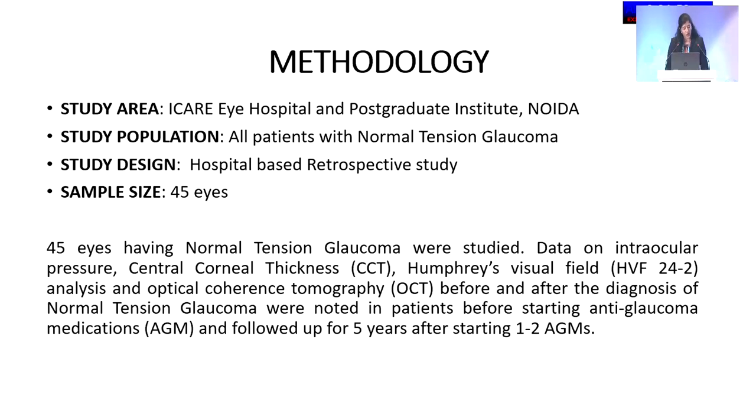So coming to methodology, the study area was Eye Care Eye Hospital and Postgraduate Institute, Noida, and the study population was all the patients with normal tension glaucoma. Study design was a hospital-based retrospective study, and the sample size was 45 eyes. So 45 eyes having normal tension glaucoma were studied, and data on intraocular pressure, central corneal thickness, Humphrey's visual field, and OCT RNFL before and after the diagnosis of normal tension glaucoma were noted in patients before starting anti-glaucoma medications and followed up for 5 years after starting 1 to 2 anti-glaucoma medications.